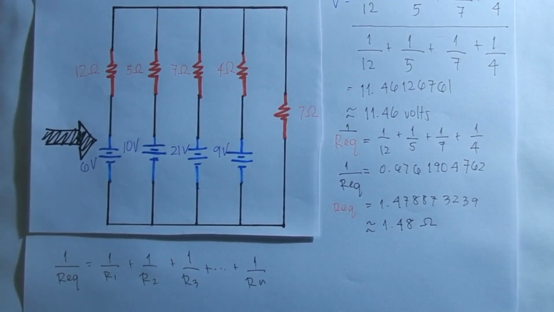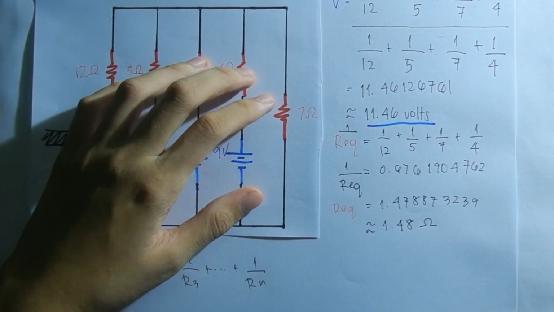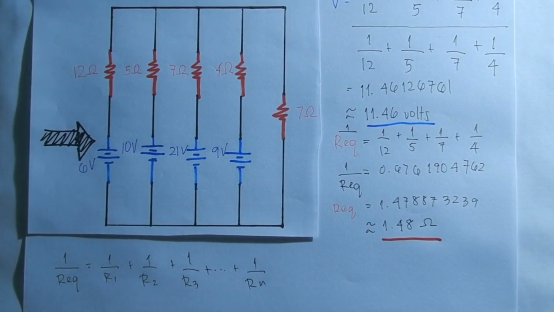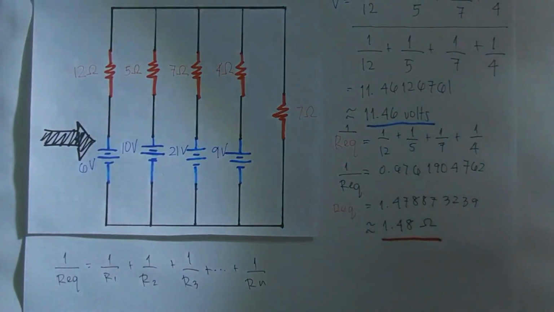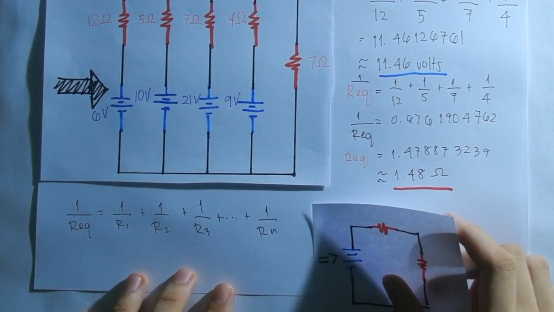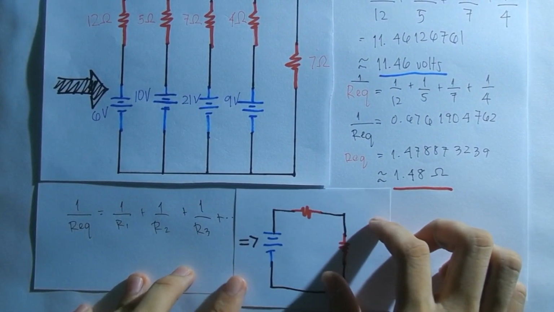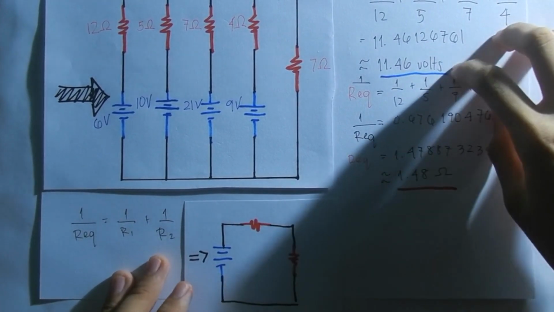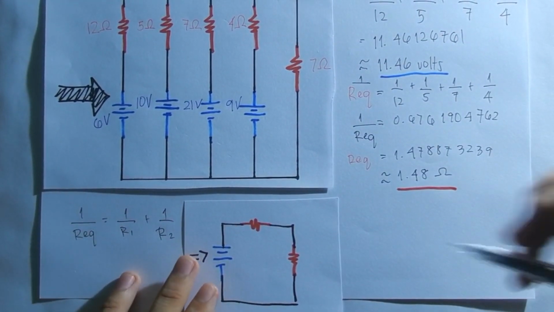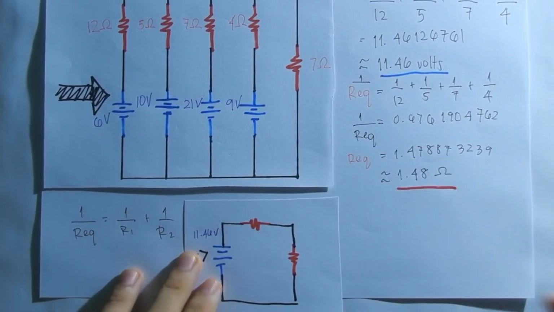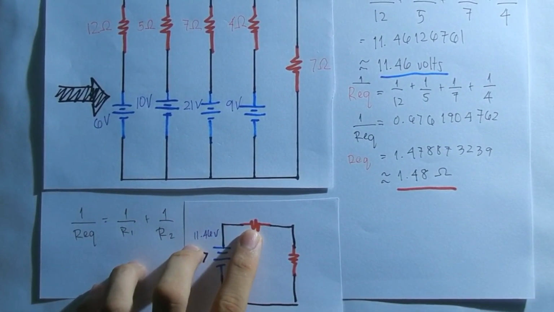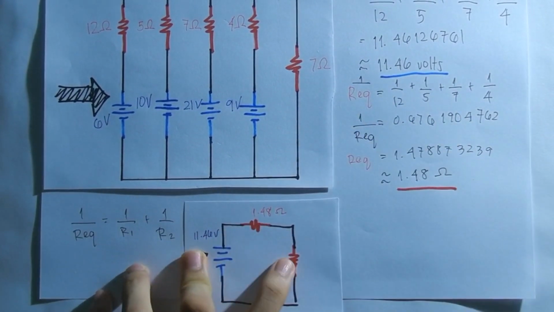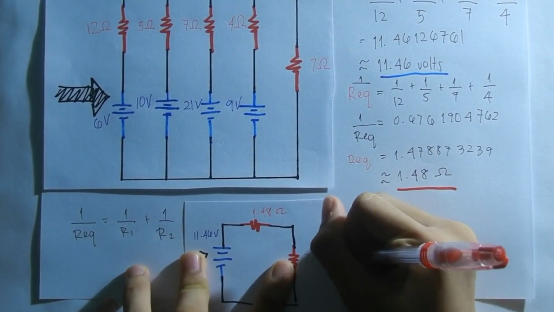Now we already got the equivalent voltage and the equivalent resistance. We can now get the simplest circuit for this one, which is the Millman circuit. Using Millman's theorem, we have the equivalent voltage, 11.46, then the equivalent resistance, and of course our 7 ohm resistor.